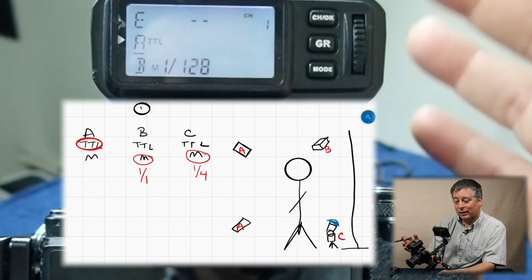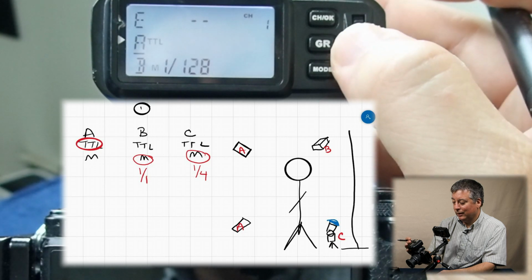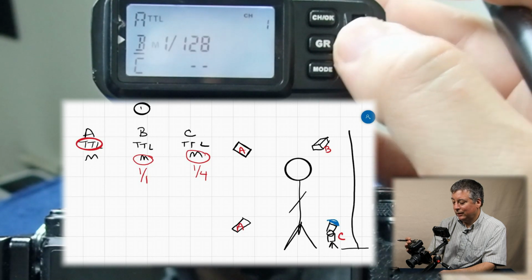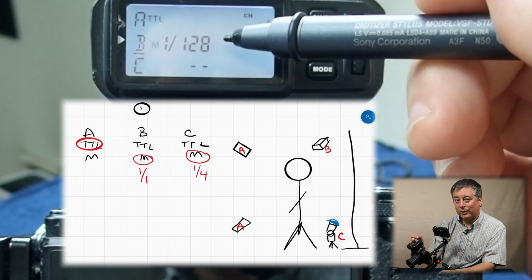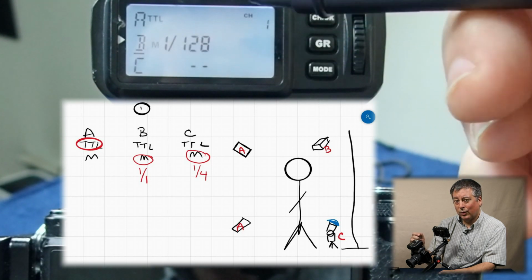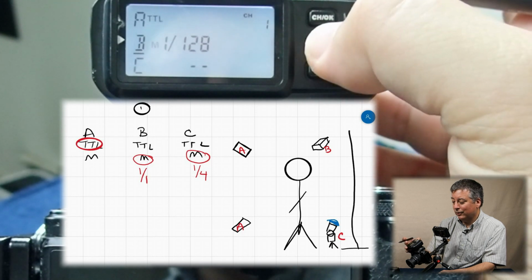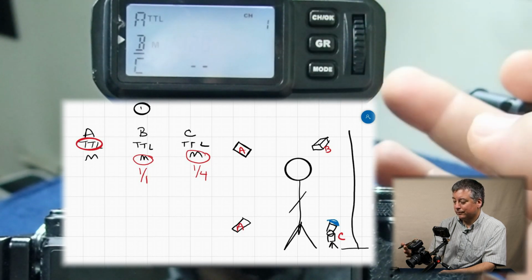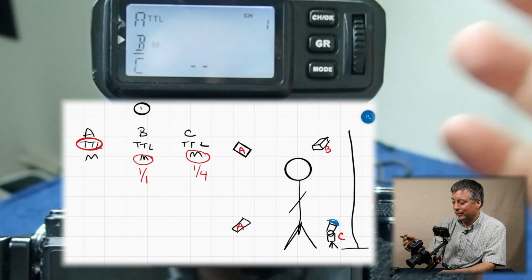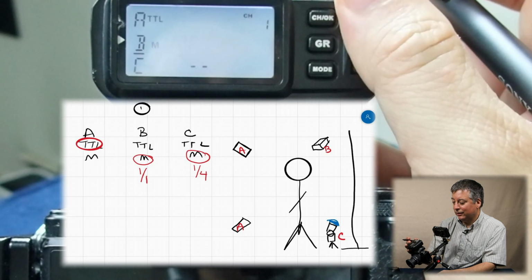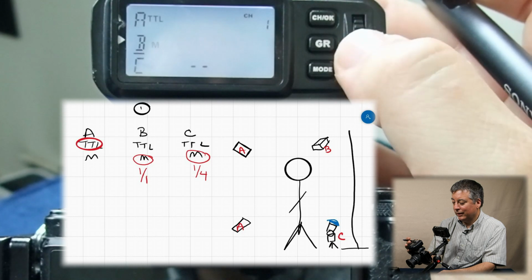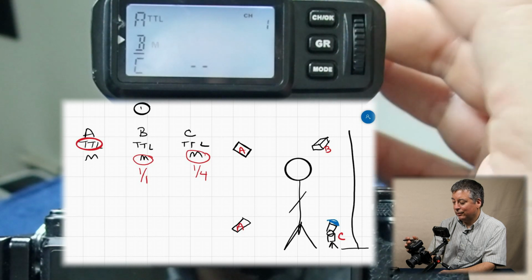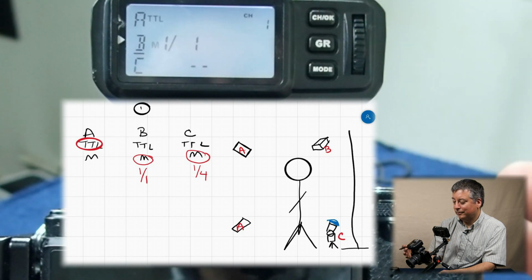And now we need to set up group B, so we'll just go up with the wheel to group B. It's already in manual mode, so all we have to do is change the power output, and I started at full power at 1/1. So what do I do? I hit the group button, and now the power is blinking, and I just adjust the wheel, rolling it up until I get to full power, like so, and then I hit the group button to stop.